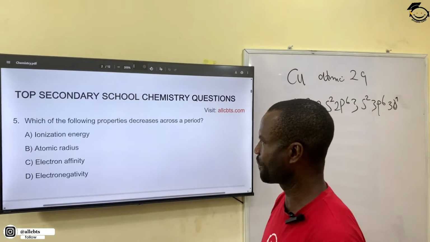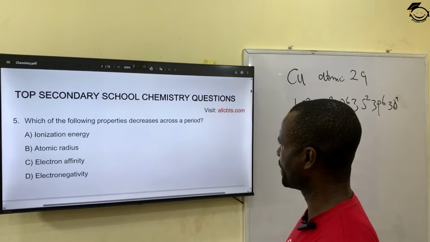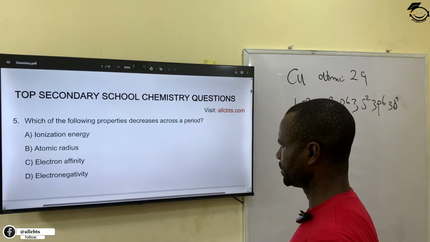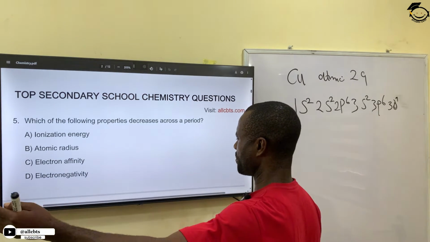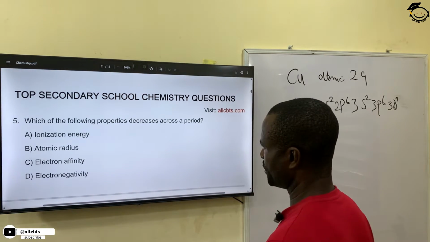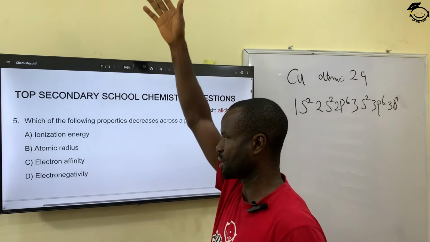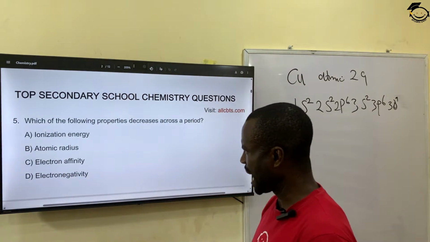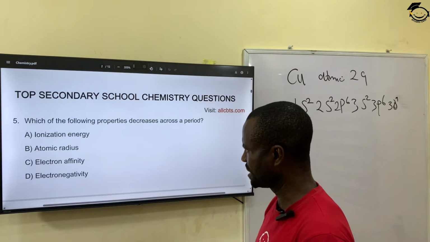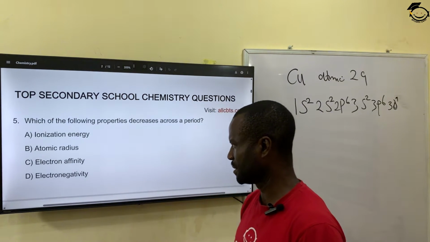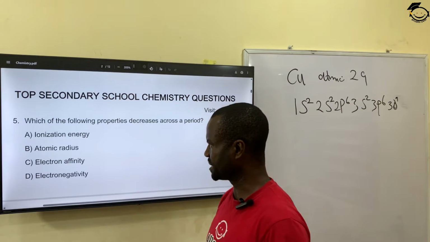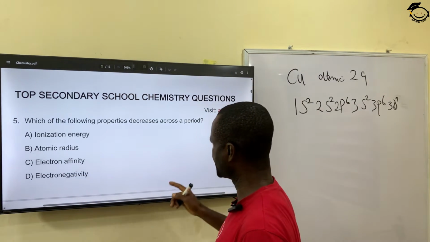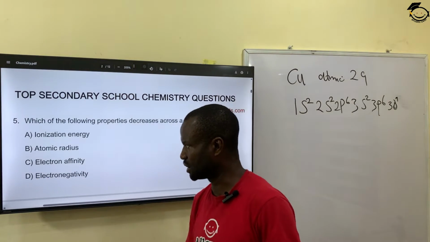All right. Number 5 question says, which of the following properties decreases across a period? The period is when you are moving from the left to the right on the periodic table, while the group is when you are moving from top to the bottom. A, ionization energy, B, atomic radius, C, electron affinity, D, electronegativity. The only property that decreases across the period is B, atomic radius.